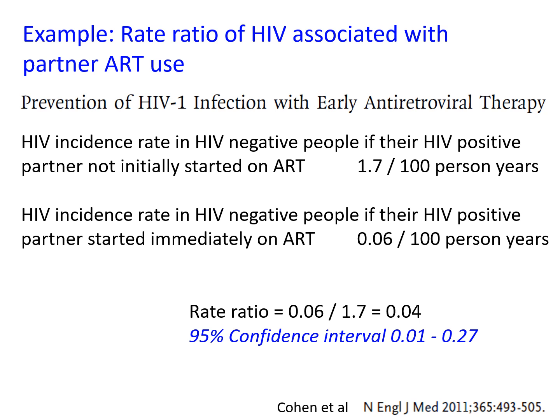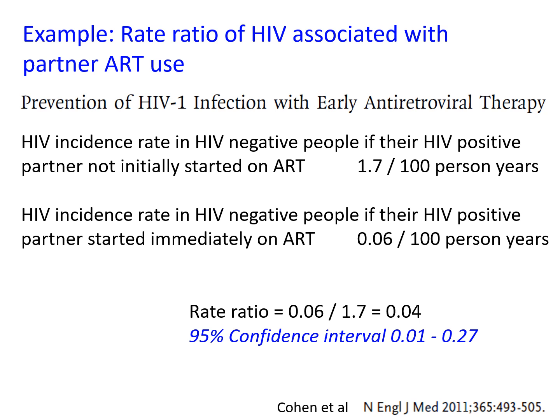So let's look at an example of the rate ratio. So this comes back to one of the questions I asked you in part 1. So this was a randomized trial in which partners, HIV negative partners of people with HIV, were randomized to have the partner with HIV initiate antiretroviral treatment immediately, or for that partner not to initiate antiretroviral treatment immediately. So the HIV incidence rate in the HIV negative people, if the HIV positive partner was not initially started on ART, so this is the control group, was 1.7 per 100 person years.